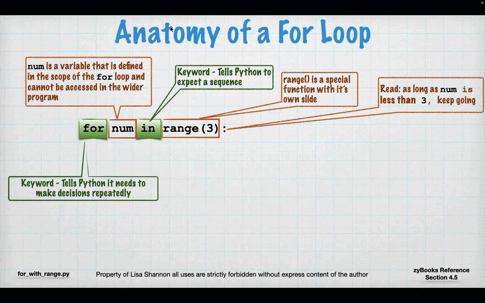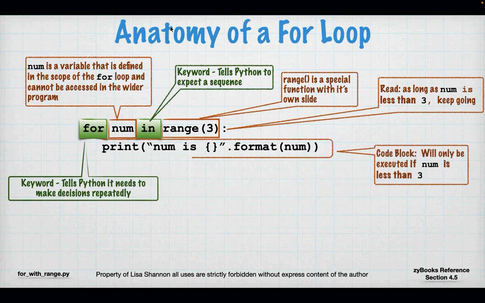I have the word for. I have num. Num is just a variable. Could just as easily be Fred. And it is a variable that only exists in the local scope of the for loop. I have a new keyword called in, which says, hey, for, expect a sequence. And then I have this new function called range. Range will create a sequence for me. I don't have to create the sequence. I don't have to define the sequence. I just have to give it a starting point, at most, a starting point, an ending point, and how many times to increment it. And a colon. So that's what that for loop has in it. It basically reads, as long as num is less than 3, keep going. And then I'm going to print num.